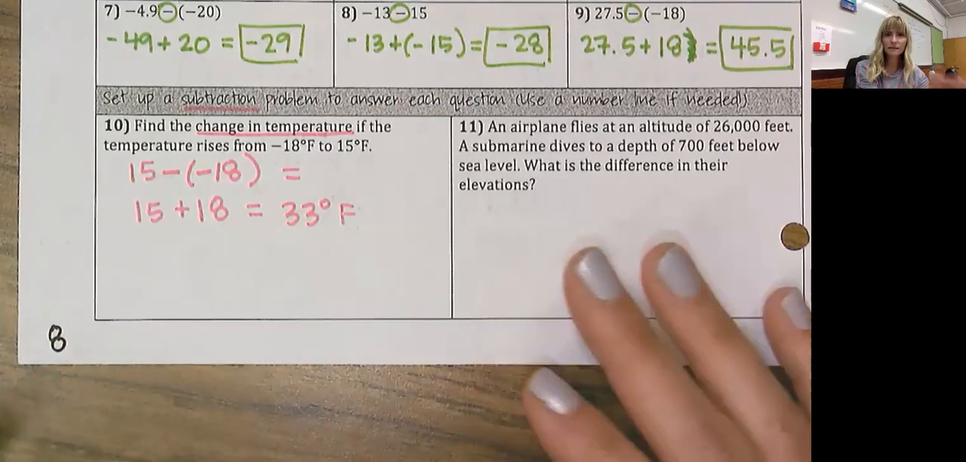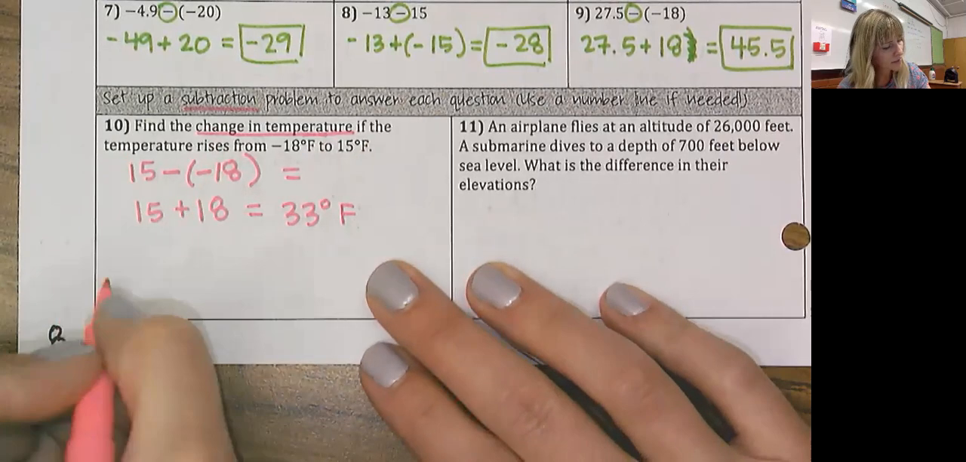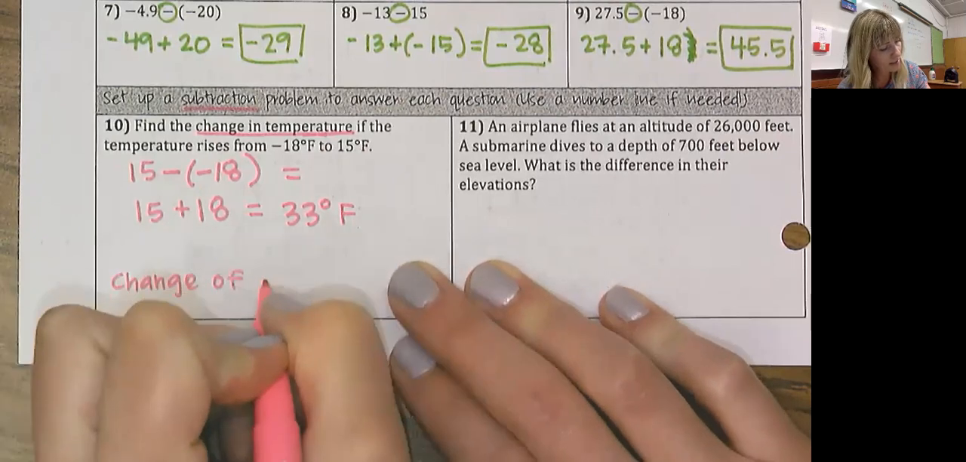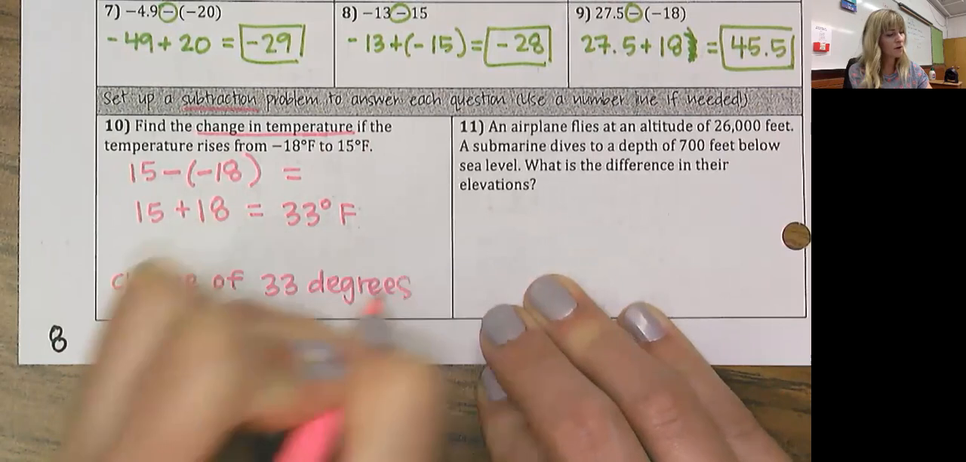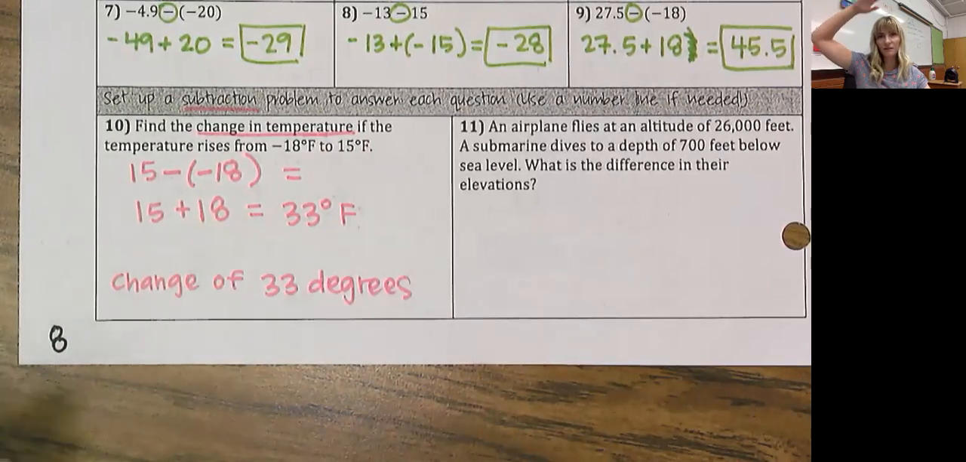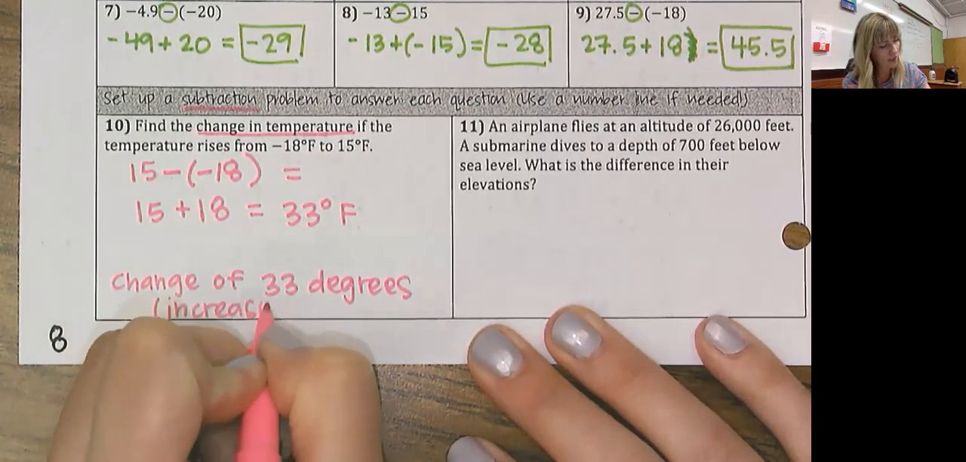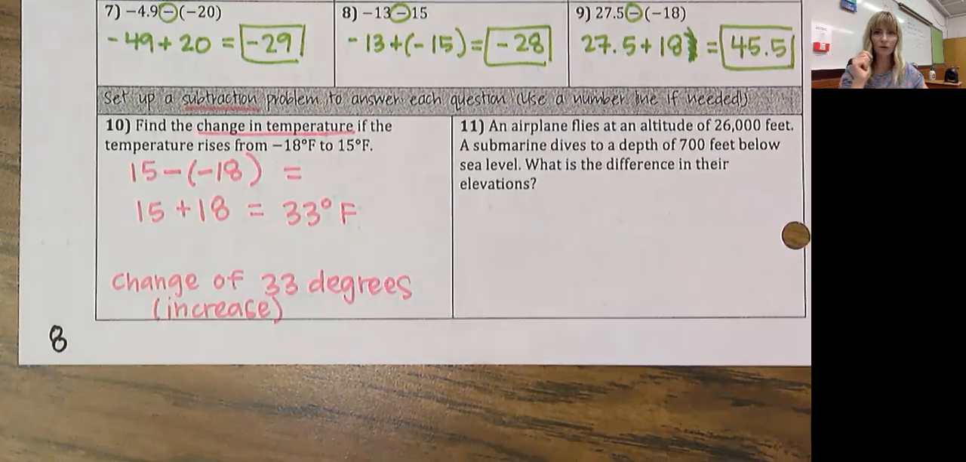Fahrenheit. Now let's take this back to the question. What did it ask? The temperature rises. So that was a change of 33 degrees. If you were from negative 18 all the way up to 15, that temperature increased. And we can write that, increased. It was an increased change of 33 degrees. The change went up. It was here, went all the way up here. Okay, so that was a change of 33 degrees.